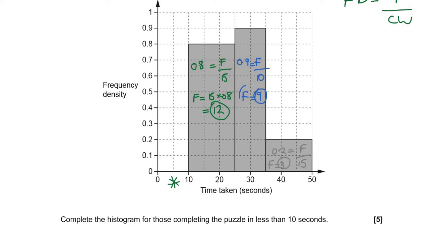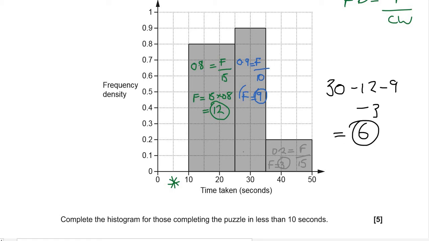Okay, so to find the missing frequency, we need to do 30 take away 12, take away 9, take away 3. And this gives us 6. So if we know that the frequency is 6 and the class width here is 10, we have that the frequency density equals 6 divided by 10, which is just 0.6. Make sure you use a ruler. So this would be the completed histogram.